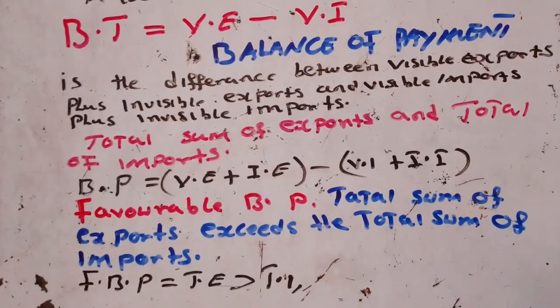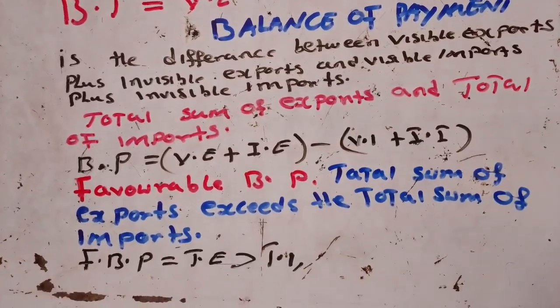On the other hand, we can say that if visible imports plus invisible imports exceed visible exports plus invisible exports, a country is said to have an unfavorable balance of payment. So I mean this.